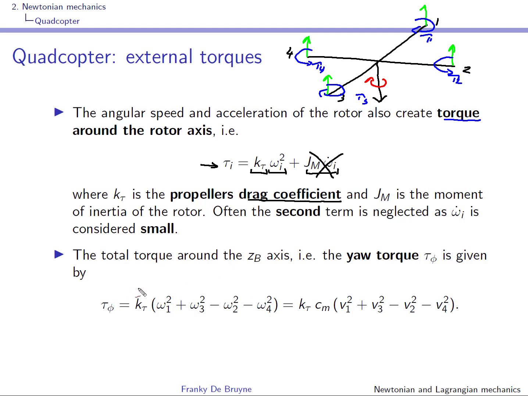So I've not written it here, but this yaw torque is tau 1 plus tau 3 minus tau 2 minus tau 4, right? So now we can plug in this thing here, and we obtain this thing. And now we remember that we neglect the dynamics of the motor, so W1 squared, for instance, we replace by Cm times V1 squared. This is the voltage applied to rotor 1.